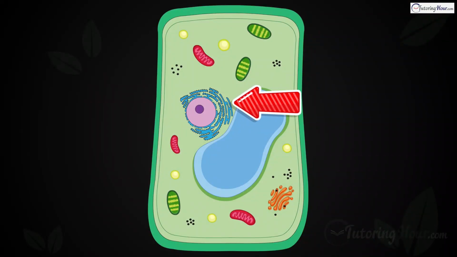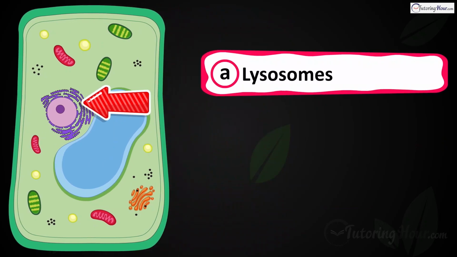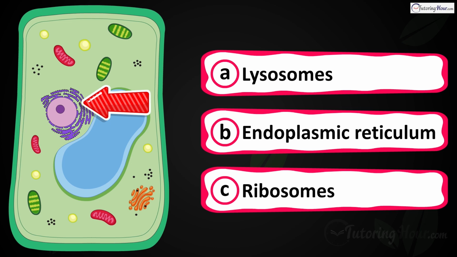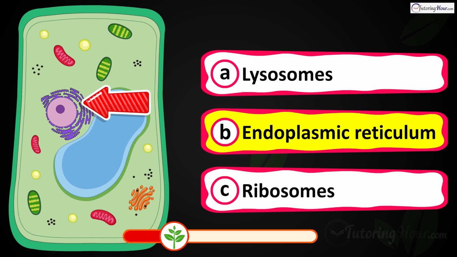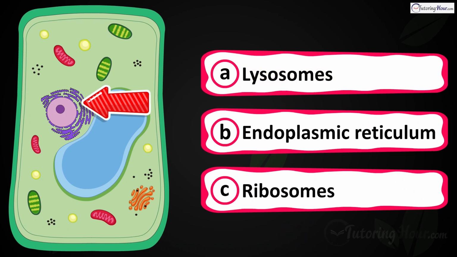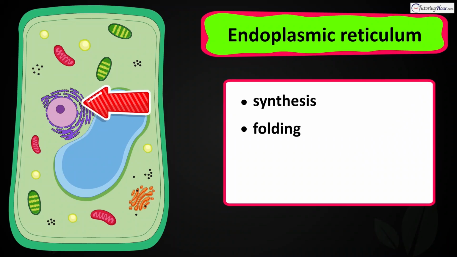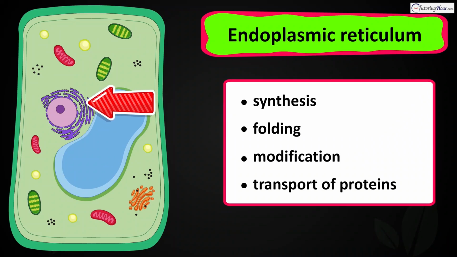Can you identify the highlighted part in the cell? Is it A, lysosomes, B, endoplasmic reticulum, or C, ribosomes? The correct answer is the endoplasmic reticulum. These passageways are involved in the synthesis, folding, modification, and transport of proteins.